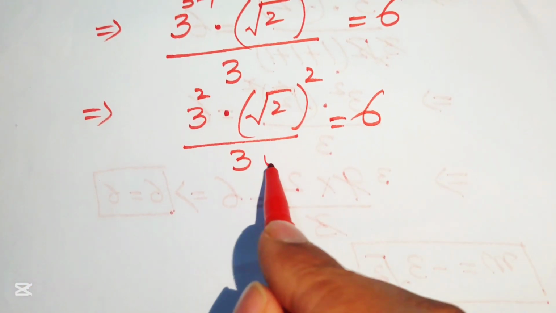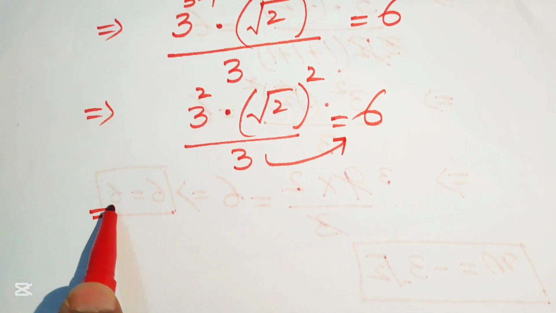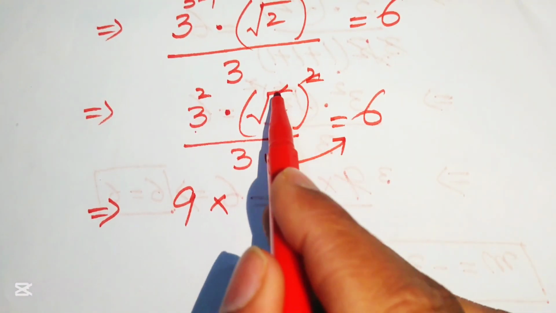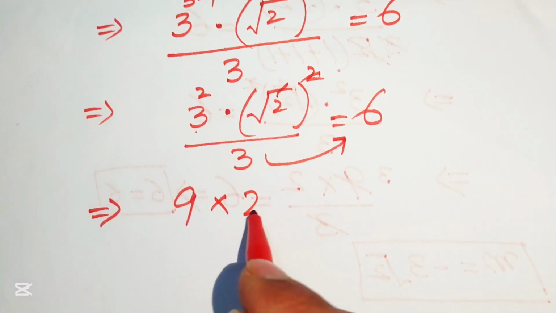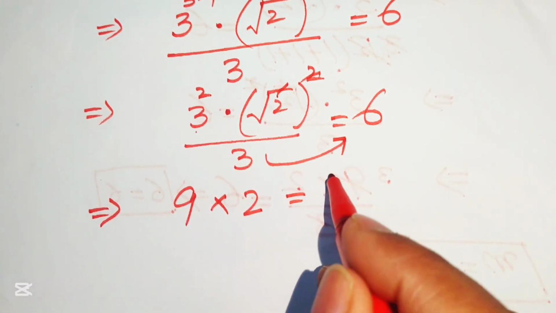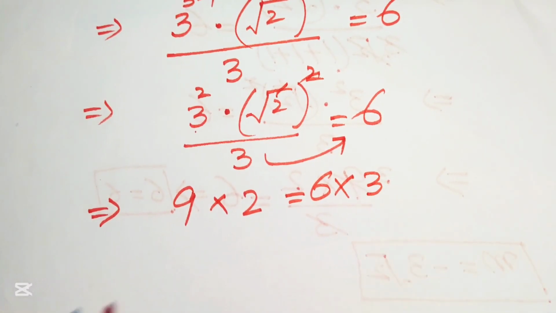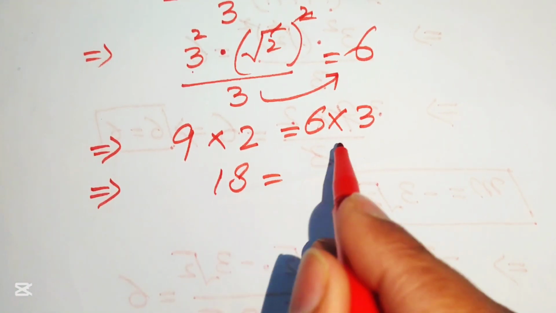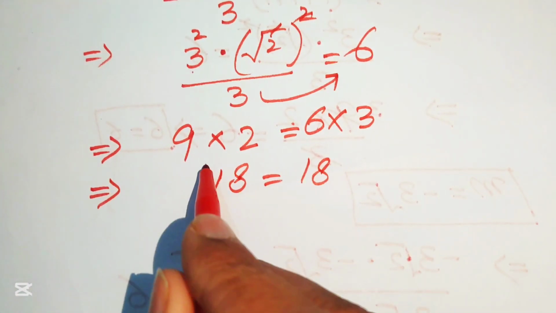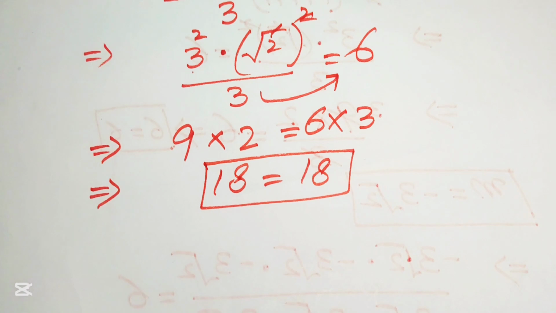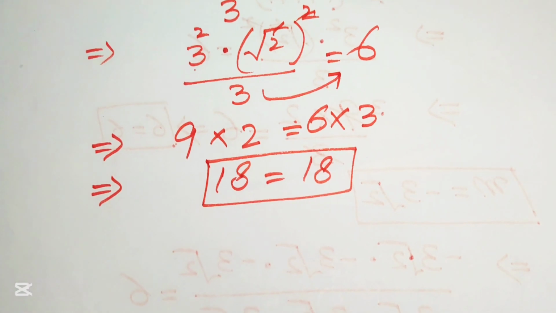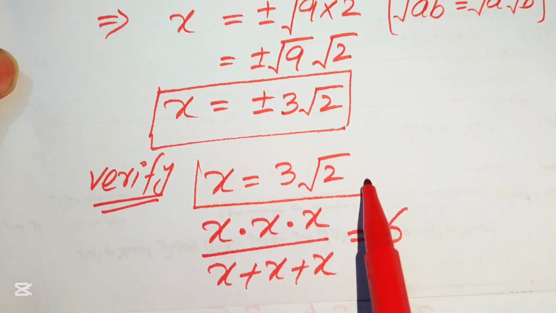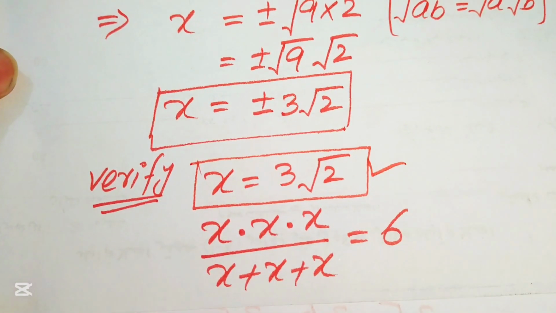So here we move this 3 to the right side, and you see here 3 squared equals 9, multiplied by this 2, and the square root is gone, and you get 9 times 2 equals 6 times 3. So here you see that 9 times 2 is 18 and 6 times 3 is also 18. So both of the sides are equal. It means that the value of x equals 3 into square root of 2 satisfies the given question statement.